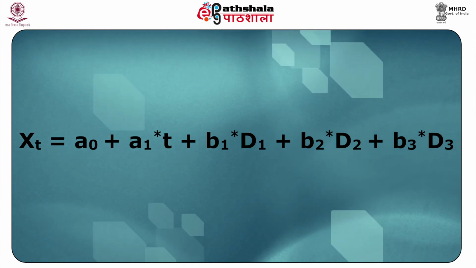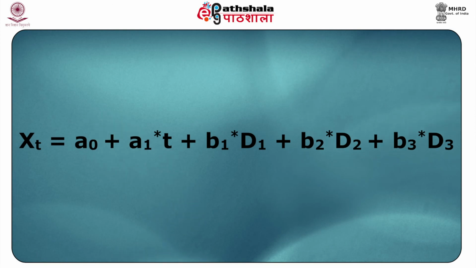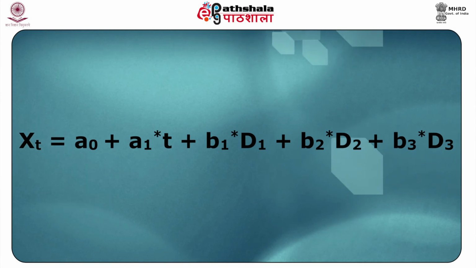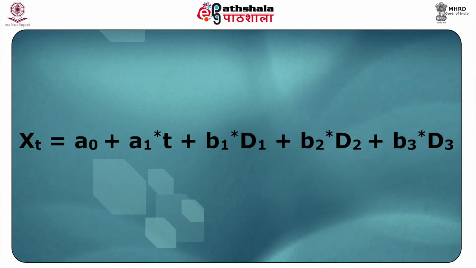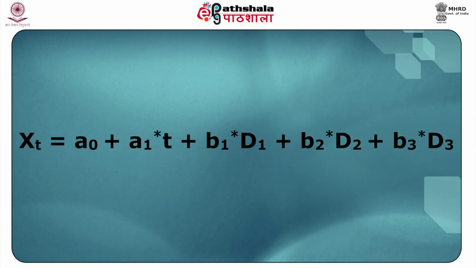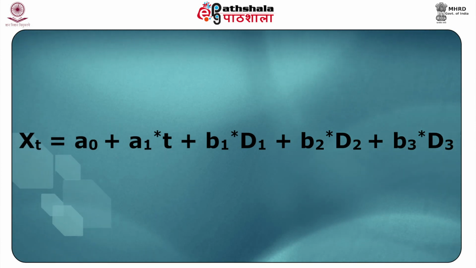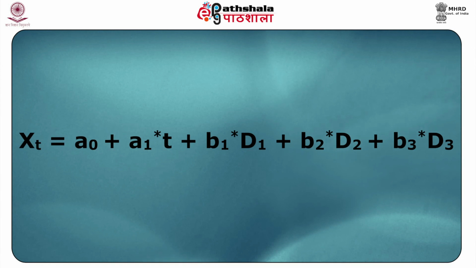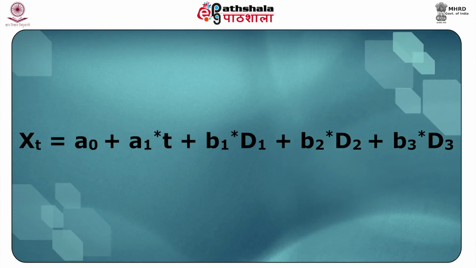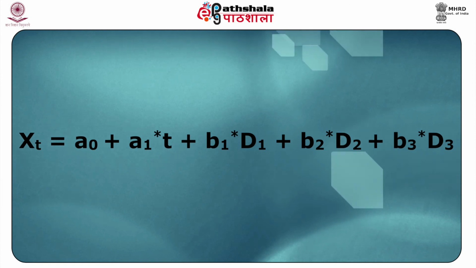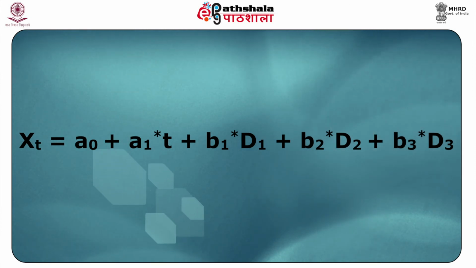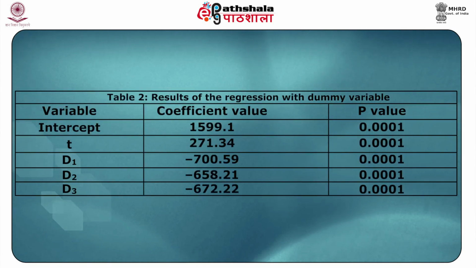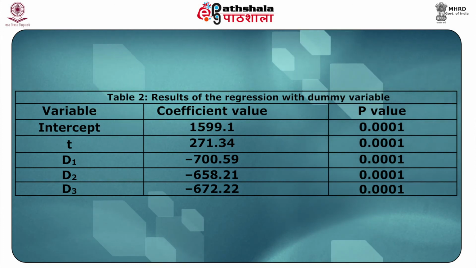This requires estimating an equation containing 3 dummy variables, that is, one less than the number of periods in the cycle. The equation to be estimated is Xt is equal to A0 plus A1t plus B1d1 plus B2d2 plus B3d3, where d1, d2 and d3 are dummy variables for quarter 1, 2 and 3 respectively. Using the data, the manager estimates the equation and gets the following results.